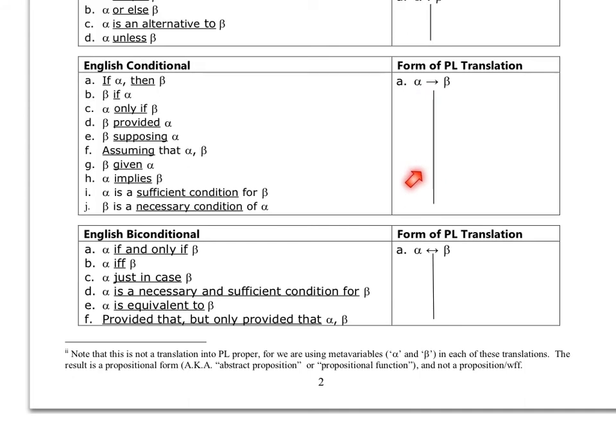If you want to know how to symbolize beta arrow alpha, you just swap the alpha and beta positions in all of the examples. All right, so that's that. Use this as a really helpful key for translating English into PL.